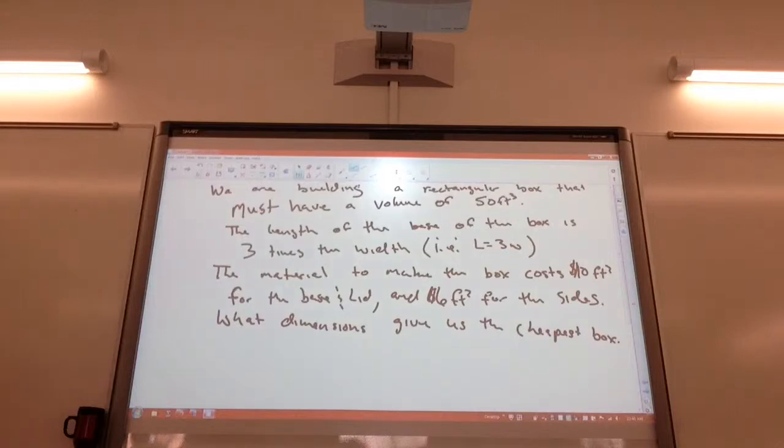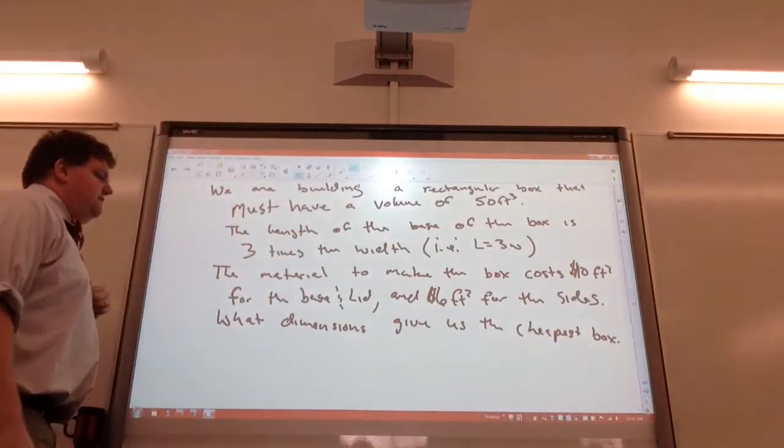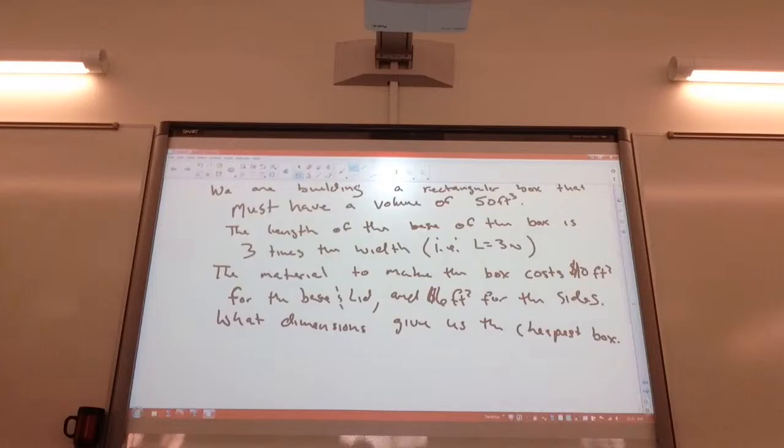So, what we want to do is write out our equations and start to fill out everything we know, okay? The sides cost $6 per square foot, okay? And what is the base and lid? The bottom of the box and the top of the box, okay?